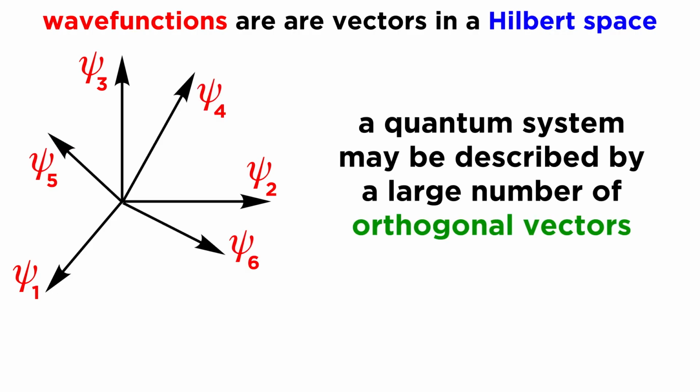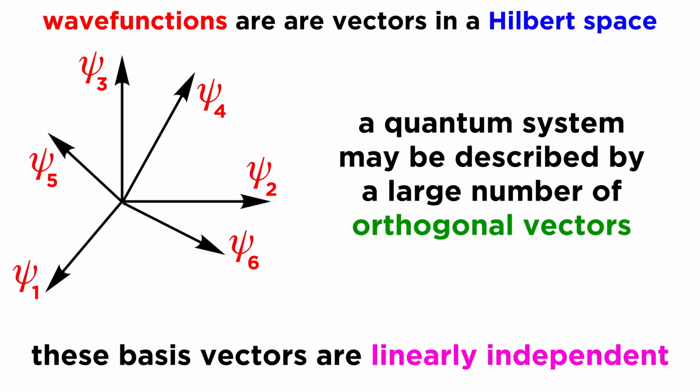The difference is that a quantum system may be described by a large number of wave functions, much more than 3, all of which are orthogonal with each other, and they are also linearly independent, meaning that none of them can be written in terms of the others, just like in the three-dimensional case.